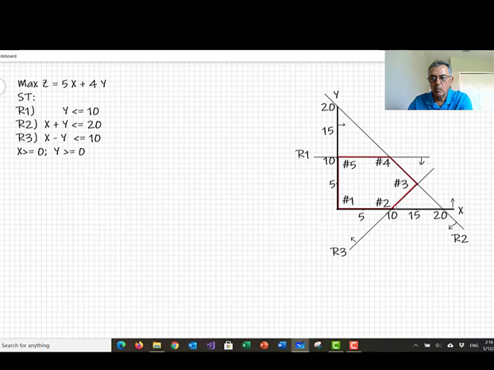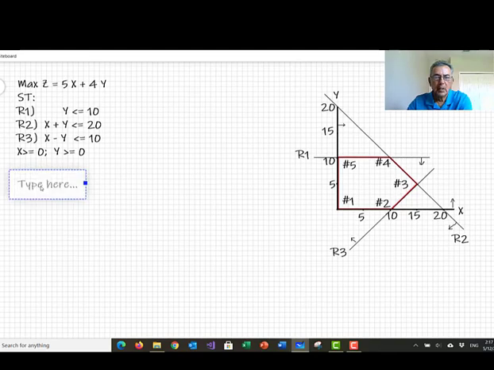I have already plotted the feasible region in this area here, identified with the red border lines. Our feasible region has 5 extreme points as identified here in this graph. In case you're wondering about how to plot the feasible region, please watch my video on how to solve a linear programming problem using the graphical method. In this video, I will demonstrate how to identify these 5 extreme points.